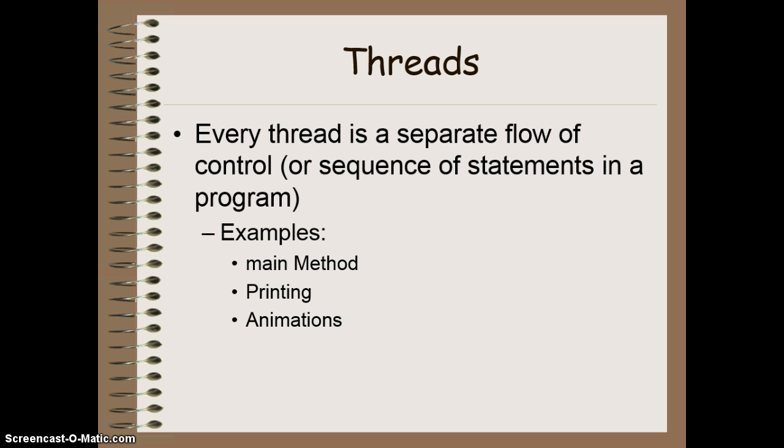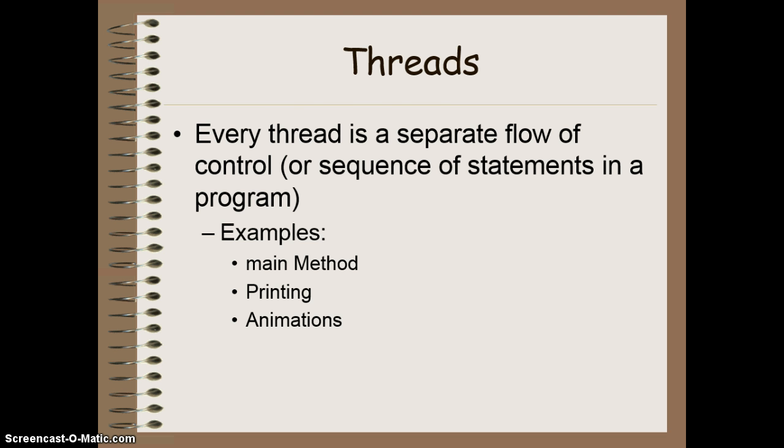So examples of where you might see this: the main method in your program is its own thread. Once you start running that main method, the program starts to execute its code sequentially from beginning to end. If you try and do a print operation on your computer and you print to the printer, that is a separate thread of instructions. All the information is being passed to the printer, which then prints it. And you can do that while doing other things on your computer.